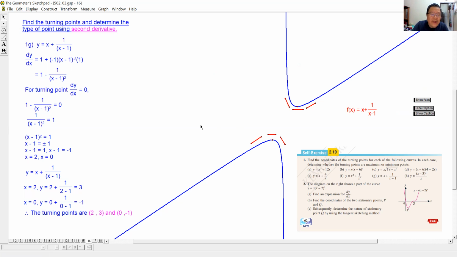So how to determine which one is maximum, which one is minimum, without knowing how to draw the graph? Without knowing how to draw this graph, we are not required to know. I just draw this to show you, to explain to you only, right? Okay, so far any problem with finding the turning points?